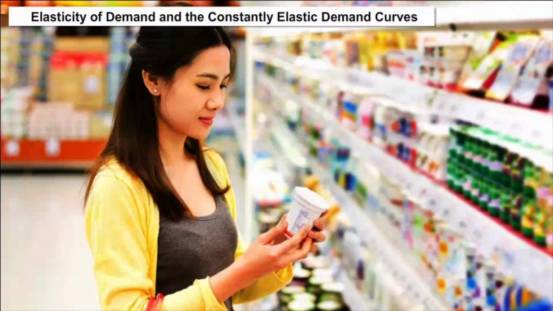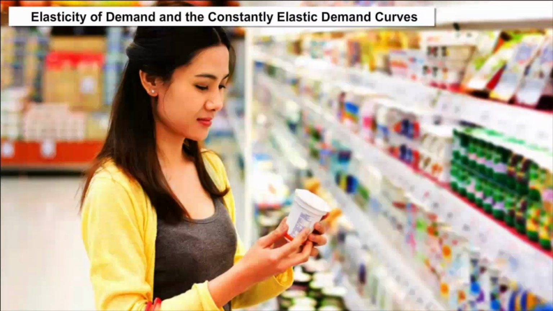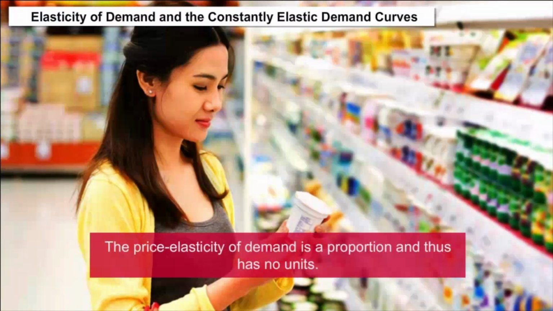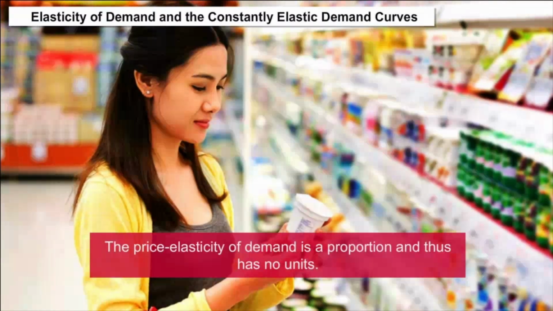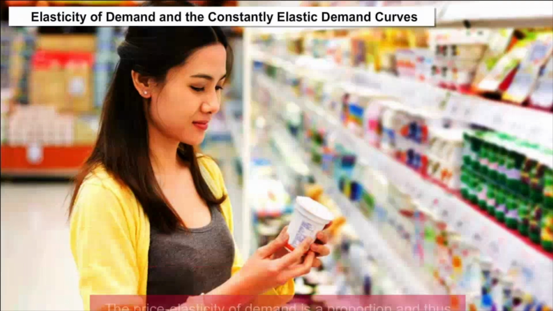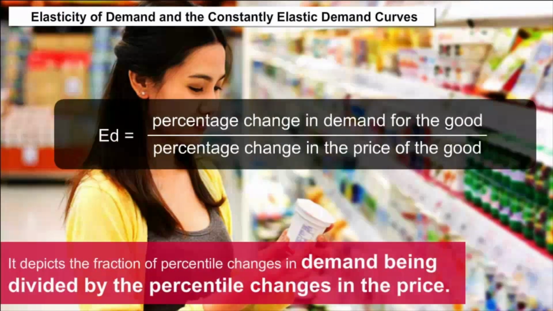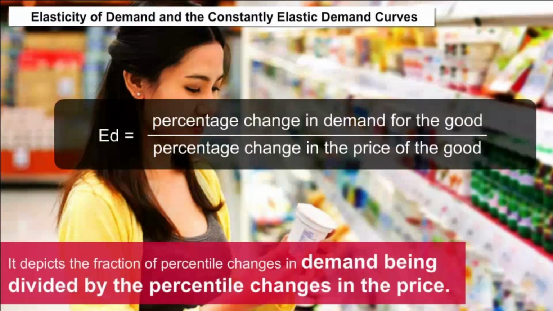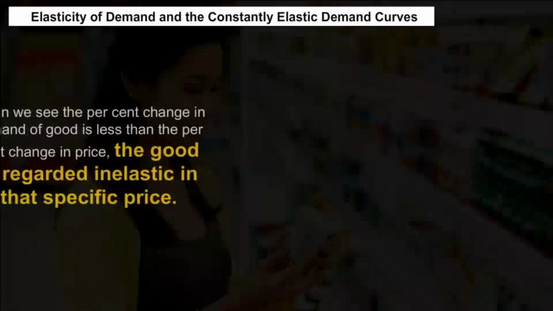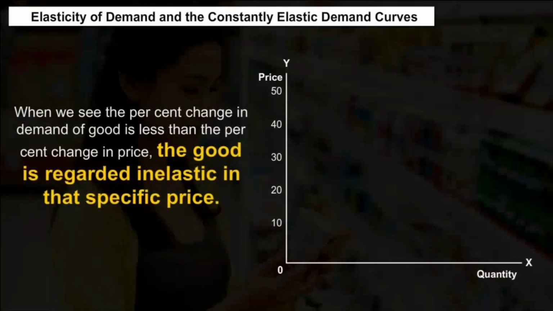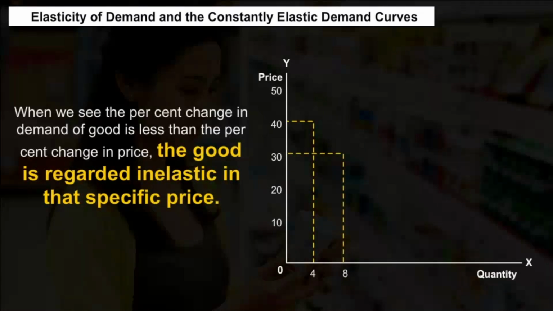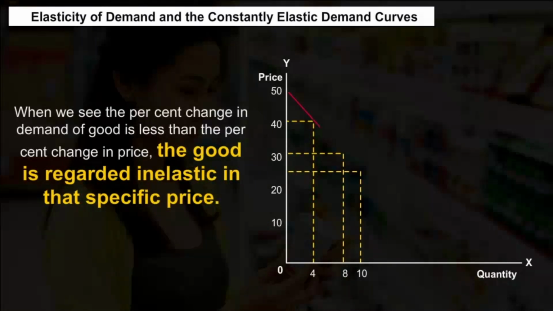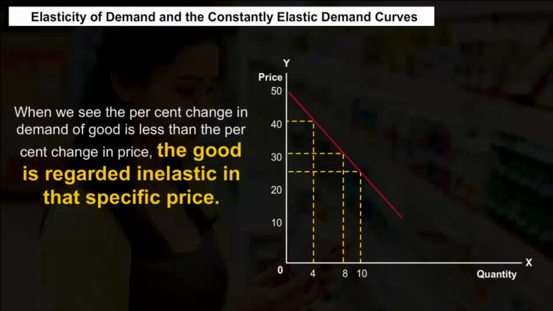Elasticity of demand and the constantly elastic demand curves. The price elasticity of demand is a proportion and thus has no units. It depicts the fraction of the percentage change in demand divided by the percentage change in the price. When the percent change in the demand for a good is less than the percent change in price, the good is regarded as inelastic at that specific price.